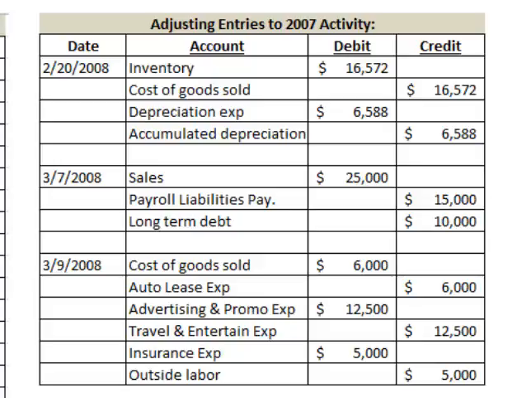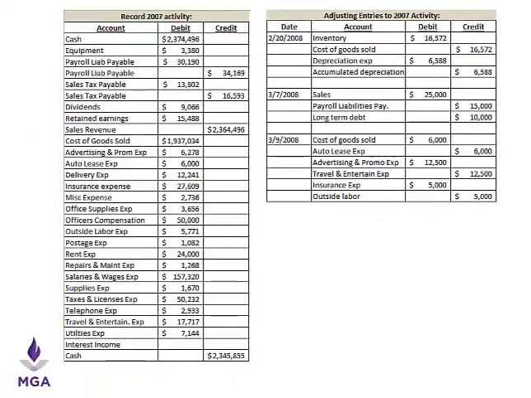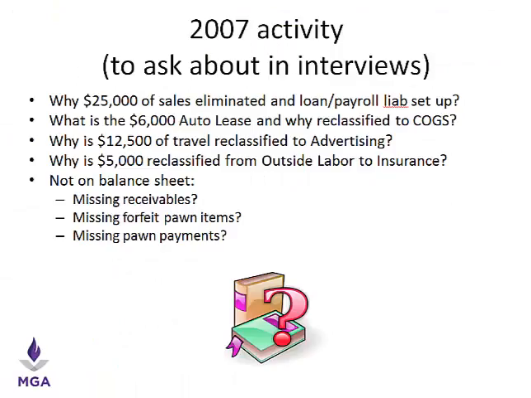So now we can add to the list of things from the 2006 General Ledger that we want to ask about in the interviews. So we want to ask about why they eliminated the $25,000 in sales and set up a loan and a payroll liability. We would want to know why they removed the amount from the auto lease account and put it in cost of goods sold. We want to know why they took the $12,005 out of travel and reclassified it to advertising. We want to know why they took the $5,000 out of outside labor and put it to insurance.